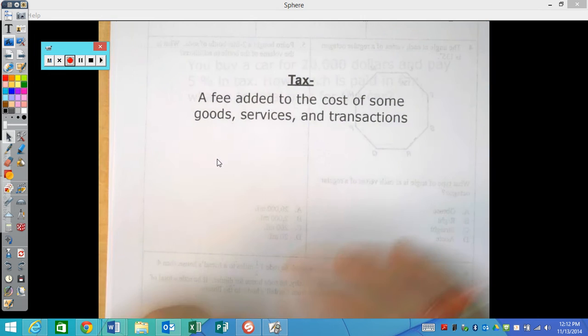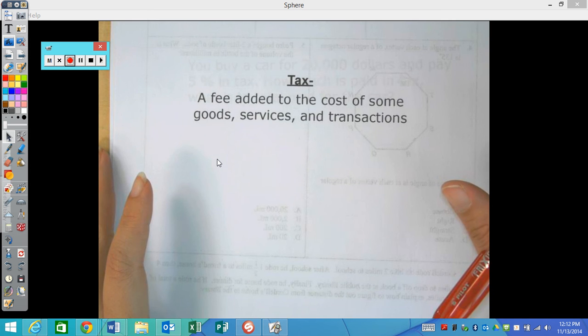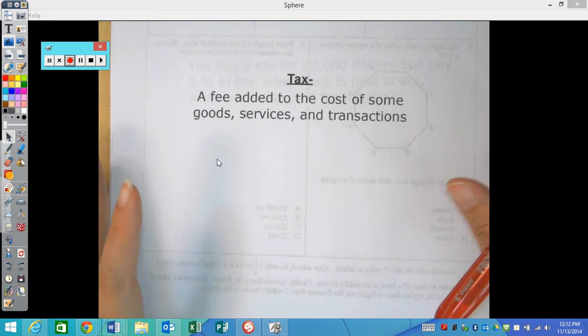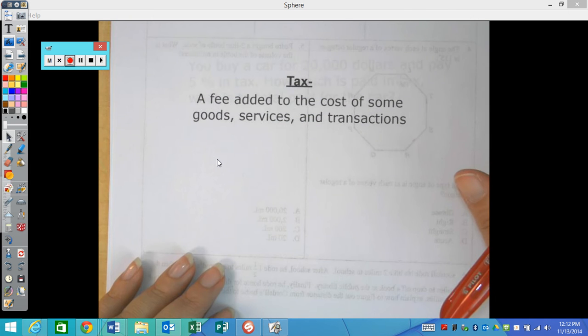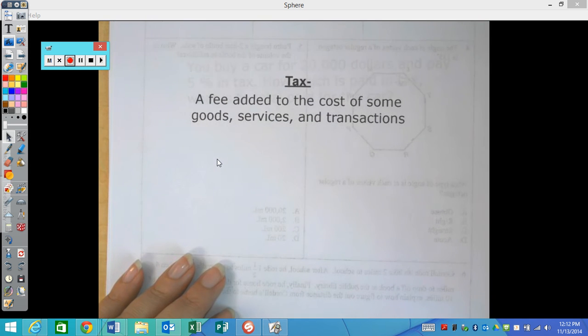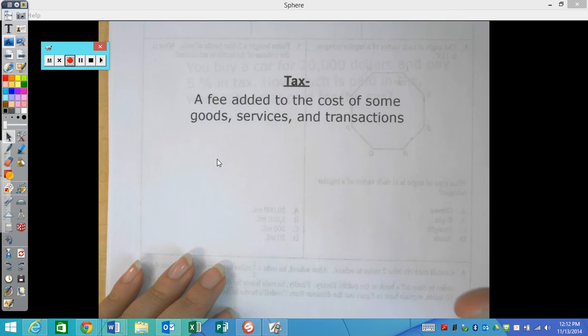So tax is a fee added to the cost of some goods, services, and transactions. Like when you go to the store and you buy something, it's 99 cents when you see it at the rack, but when you get to the front it's like $1.08 because tax has been added.